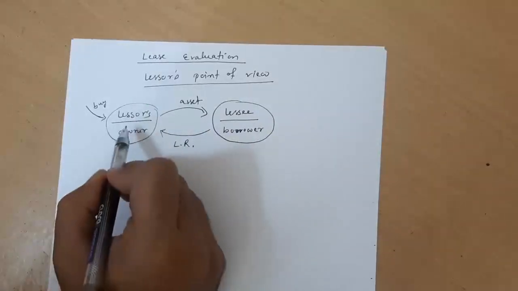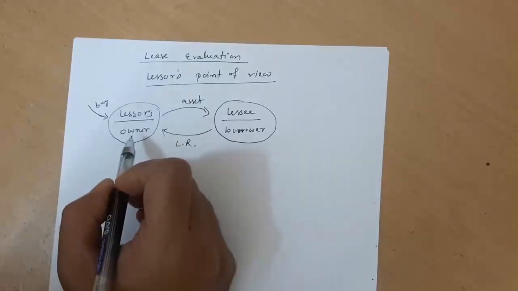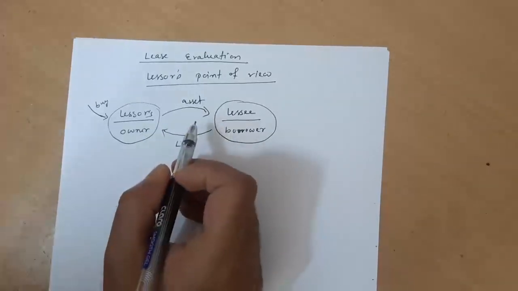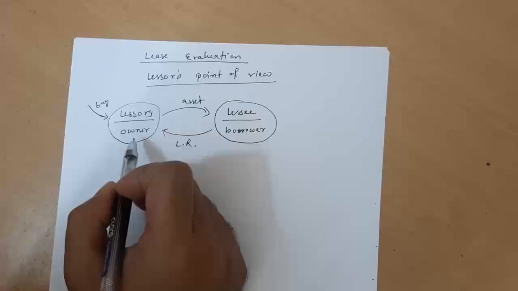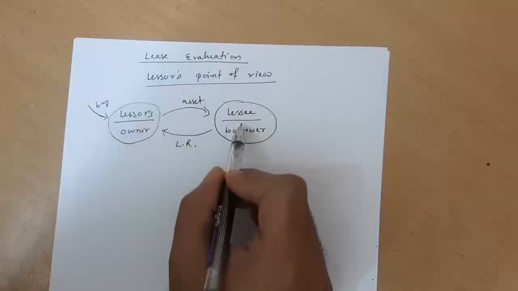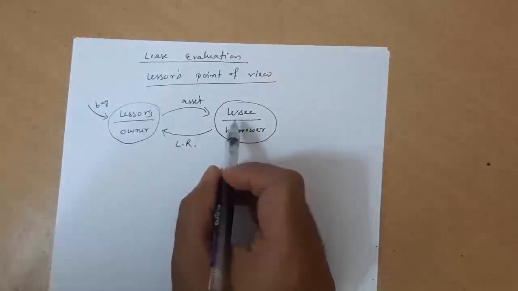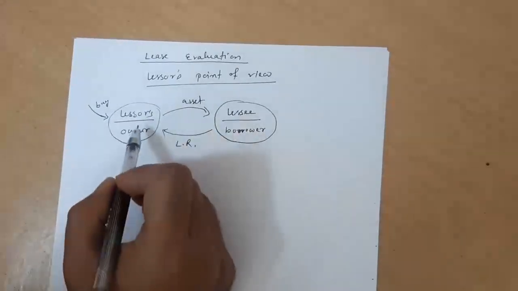All right. So today we will be looking from the lessor's point of view, from the point of view of the owner of the asset, whether he should lease the asset or not. Whether leasing of the asset from his point of view is profitable or not. Earlier we have seen from the lessee's point of view also, whether it is feasible for the lessee to borrow the asset or not. So today we are going to consider the lessor's point of view. All right.